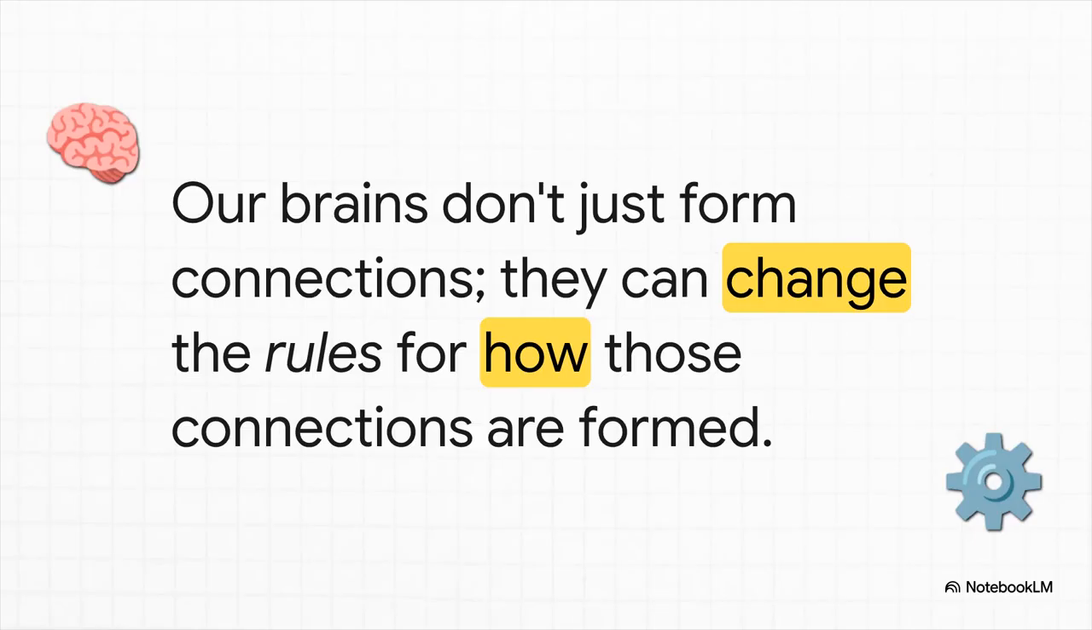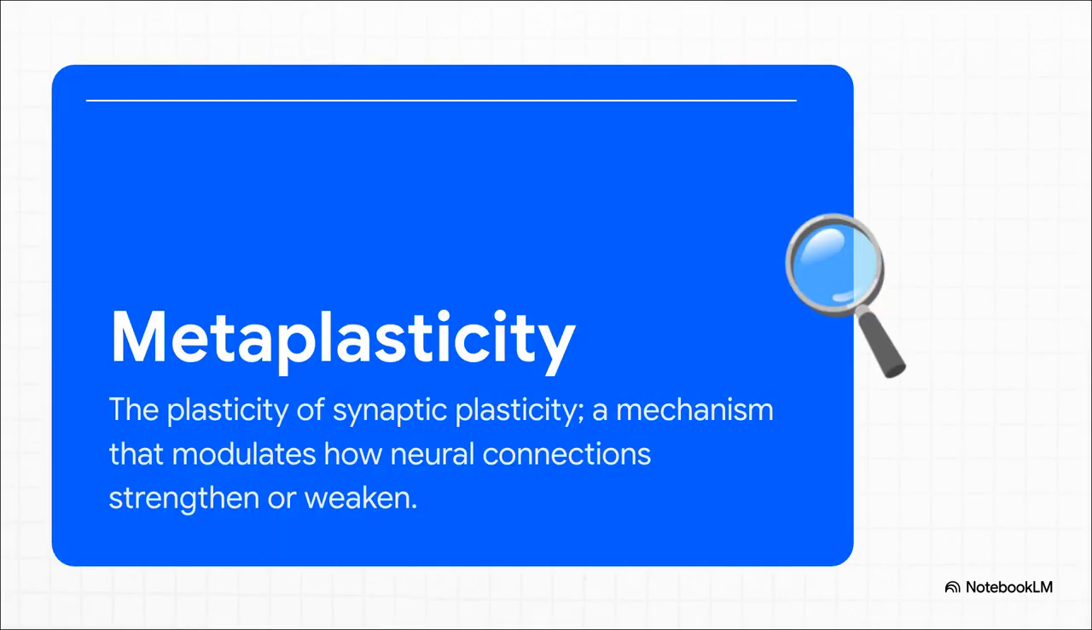Learning isn't just a one-level thing. Our brains don't just strengthen the connections inside a model. No, they operate at a higher level. They can actually change the rules for how those connections get made in the first place. Essentially, our brain is learning how to learn. The fancy scientific term for this is meta-plasticity, or the plasticity of plasticity.